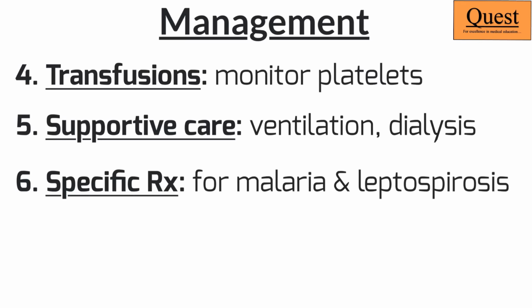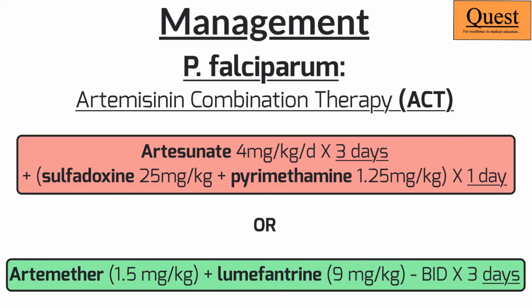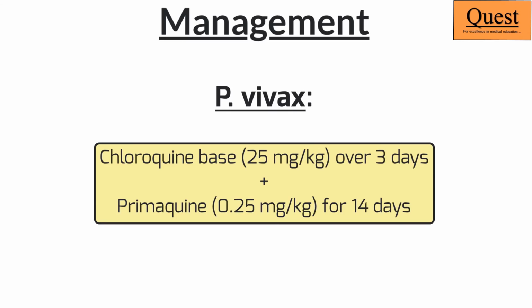Moving towards specific therapy, if our diagnosis is malaria, for falciparum malaria, we need to give artesunate plus SP combination or artemether plus lumefantrine combination. Both of them are given for a period of 3 days. And if it is vivax malaria, we need to give chloroquine for 3 days, and along with that, to prevent a relapse, we need to give primaquine for 14 days. Remember, primaquine, before we give that, we have to test the patient for any deficiency of G6PD enzyme.